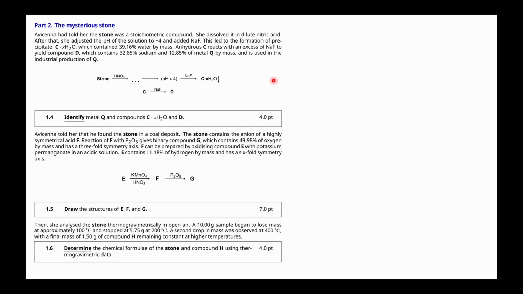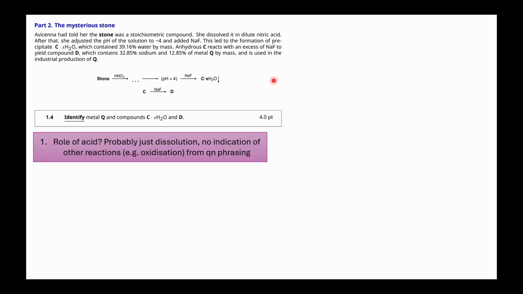So let's go to 1.4. Identify metal Q in these compounds. Okay, let's read this huge chunk first. It is a compound, blah blah blah, dissolved, adjust the pH, added NaF. I guess the NaF is the very important part. Anyway, they gave you a reaction flow chart. They didn't even bother putting this in, so probably not important. And NaF added, and you get this compound precipitate with waters of crystallization.